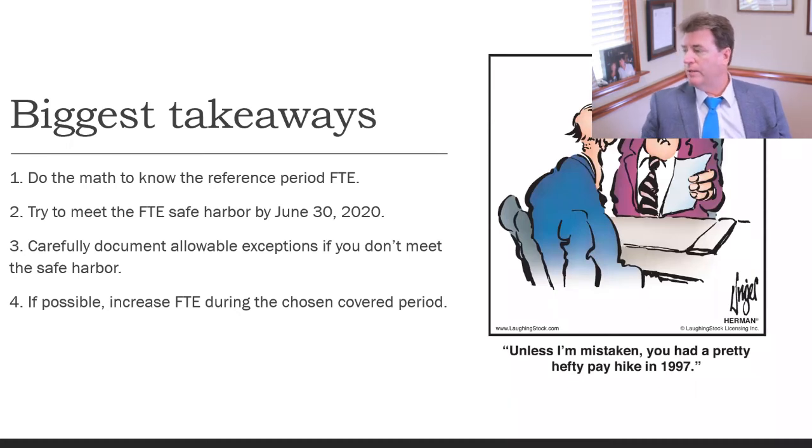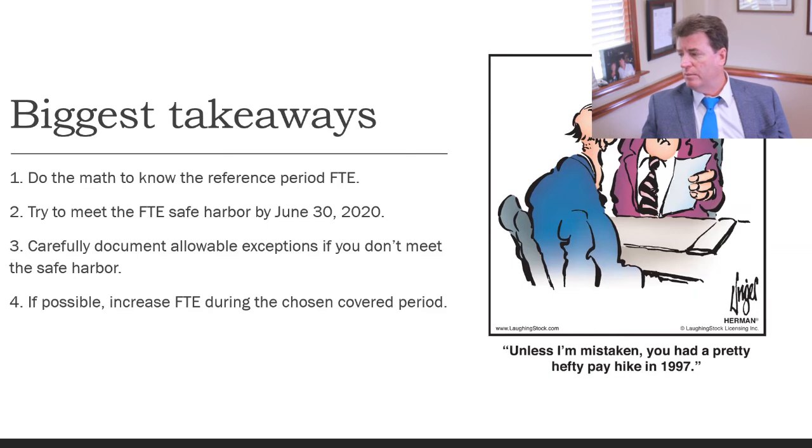I think the biggest takeaway from this is to do the math to know the reference period full-time equivalent. How many employees did you have last year during that one option, whatever it was, and the option this year from the 1st through February 29th. Do know what your target is. Go back and do the math carefully using the formula that we talked about. How many full-time equivalent employees did I have in the reference period? And then try and meet the safe harbor by June 30 by being able to rehire people, if it's possible for your business.